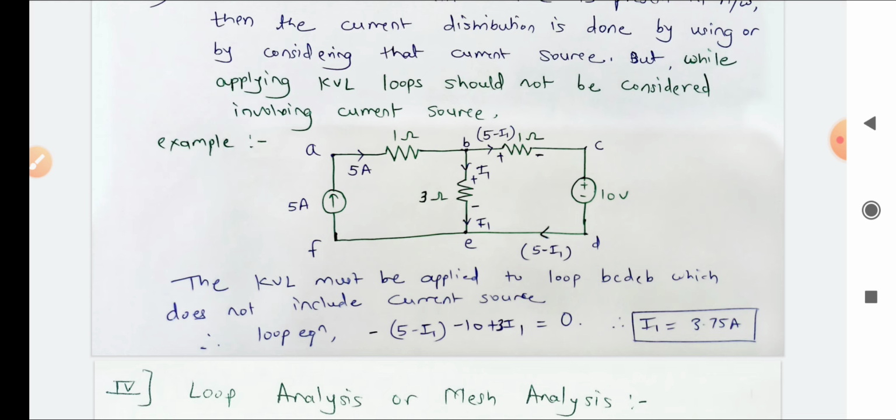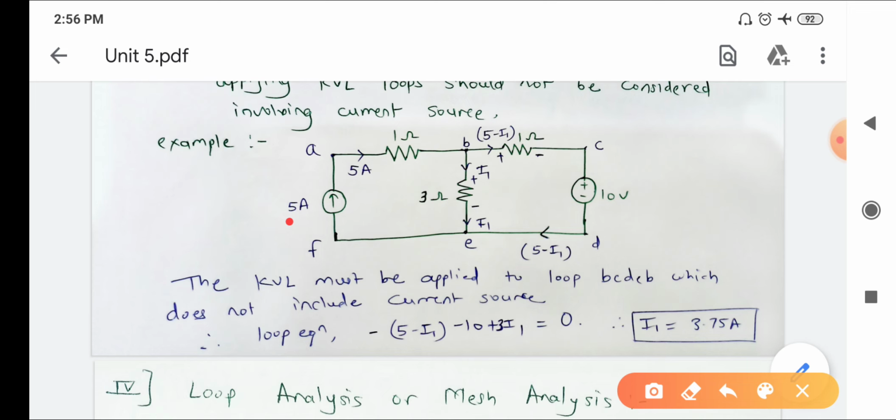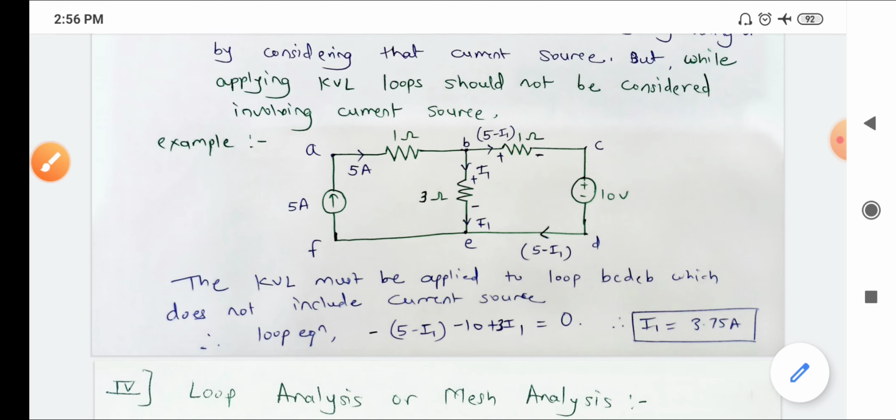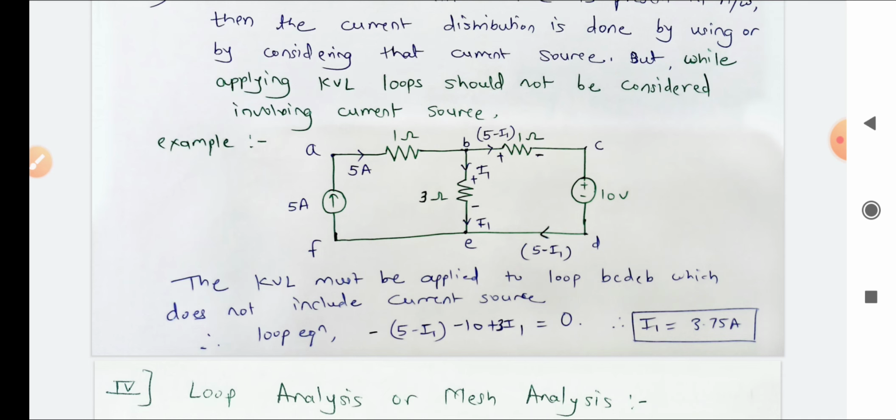Okay, so here in this example, the 5 ampere is the current source which is present in the network. This 5 ampere is flowing through the network. This is the total current. Now at node B, this current gets distributed into two parts. So we are using this 5 ampere current source, and we are applying KCL to find out the current flowing through each and every branch.